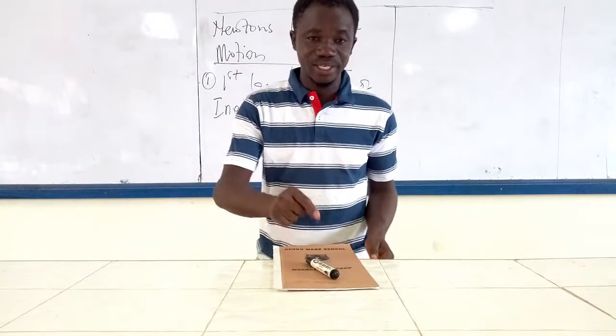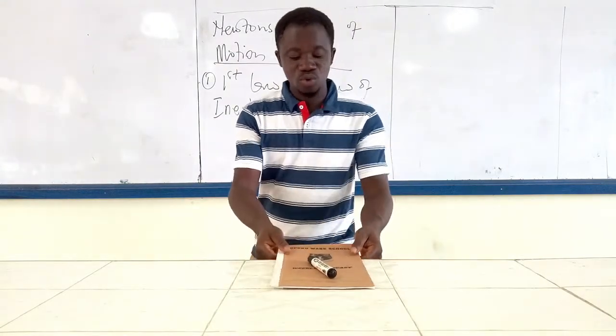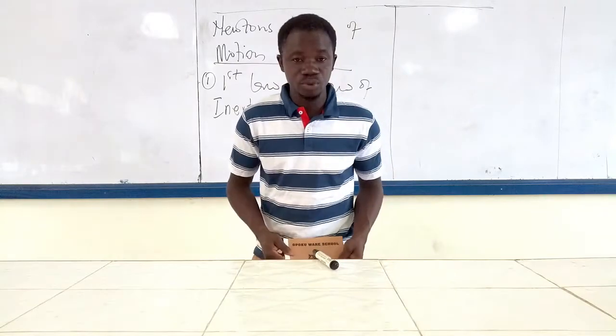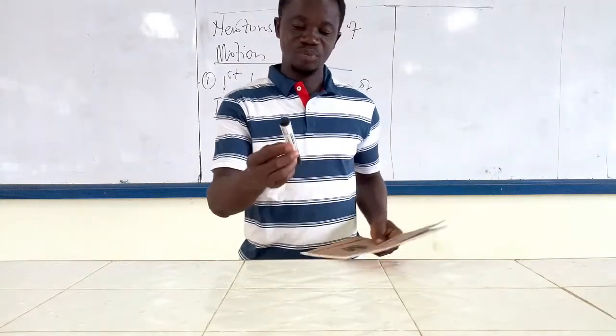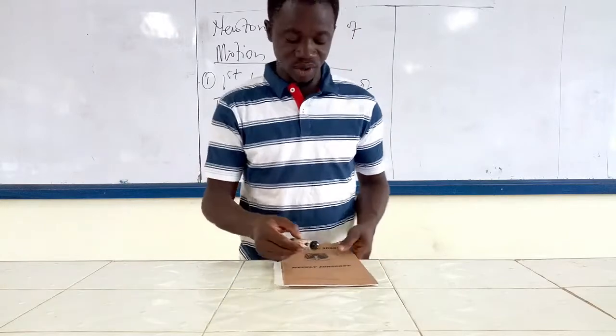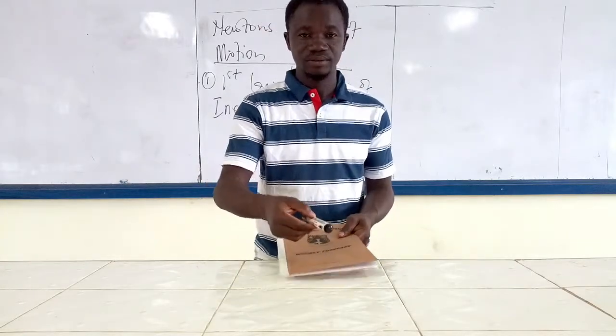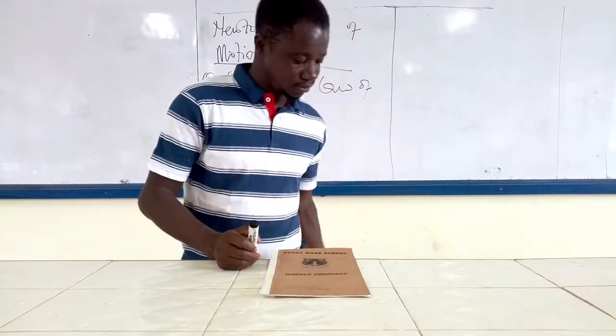So this pen is in a state of inertia, which is inertia of rest. So when I suddenly pull this one, the pen continues to be there. You understand that? Because the pen feels reluctant to change its state. So the pen is trying to obey the law of inertia. That's why when I pull the book, the pen continues to be there. That is Newton's first law of motion.